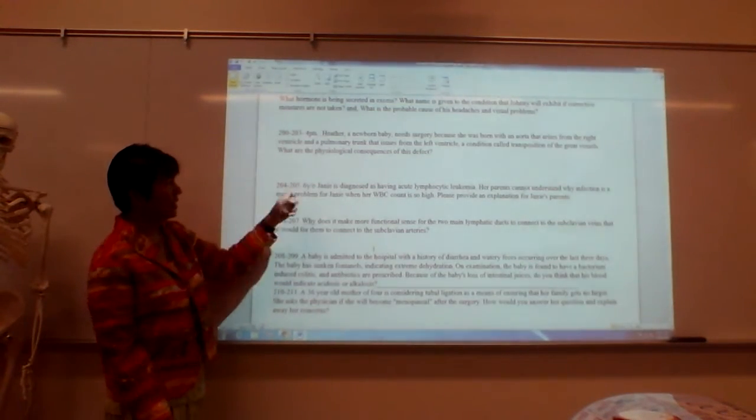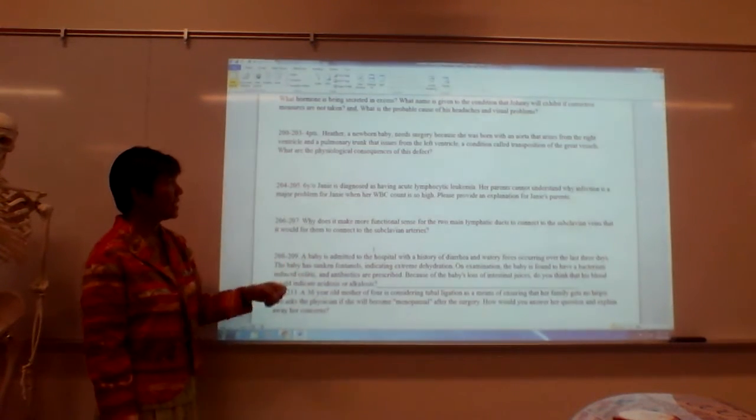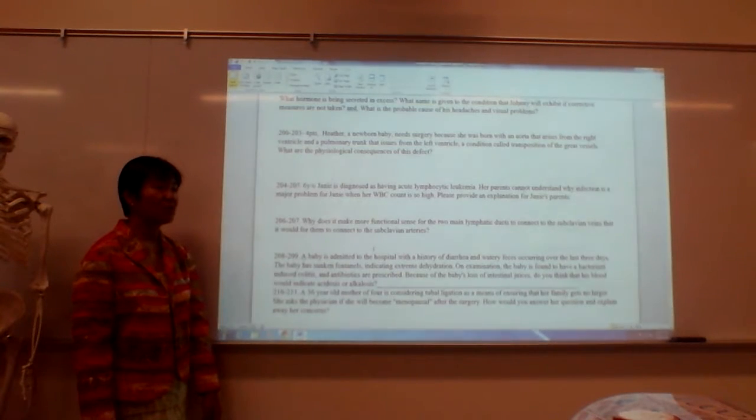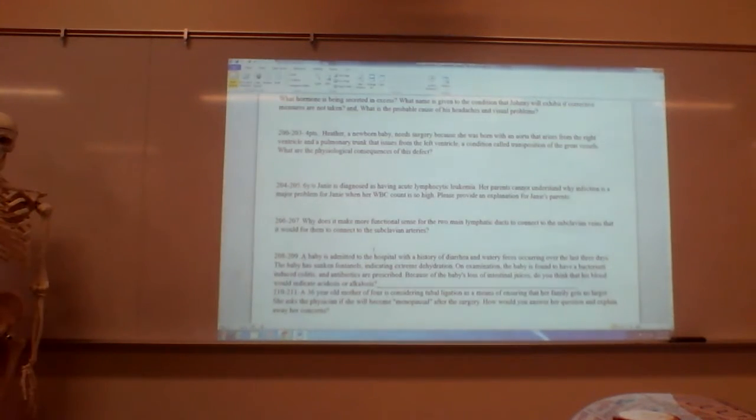Okay, here, acute lymphocytic leukemia. Parents cannot understand why infection is a major problem, even though her WBC count is high. How are you going to explain this to the parents? That's very good, because the cells are very immature. If they're not functioning, it's cancer.